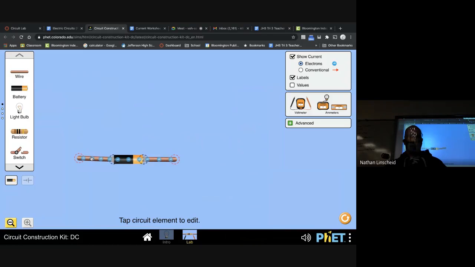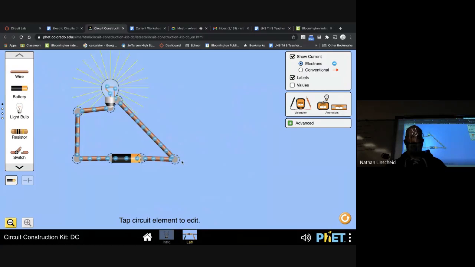So here's my battery of no particular brand. Okay, and then I'm going to rotate this up here, and I want to make a light bulb light up. So I bring this down. And I can just connect that there, and now it works. And you can see the electrons moving. You can see how bright it is.